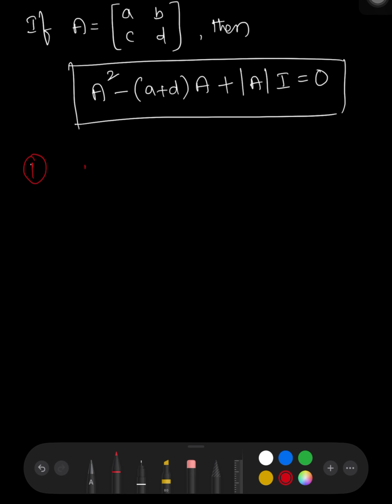The first one: if A equals [2 -1; -1 2], we need to find the value of A square, and they will give options like 4A minus 3I, 3A minus 4I, A minus I and A plus I. Like this they will give the options. So in this case, we have the equation A square minus (a plus d) into A plus det A into I equals 0.